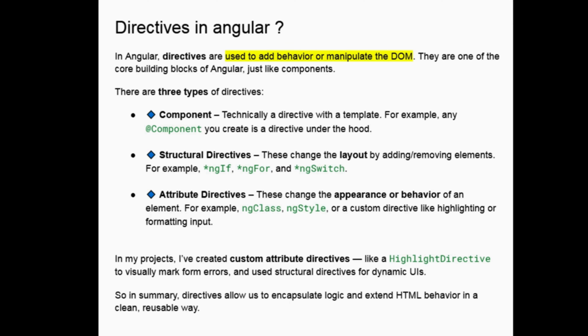Structural directives. These change the layout by adding or removing elements, for example, ngIf, ngFor, and ngSwitch. Attribute directives. These change the appearance or behavior of an element. For example, ngClass, ngStyle, or a custom directive like highlighting or formatting input. In my project, I have created custom attribute directives like a highlight directive to visually mark form errors and used structural directives for dynamic UIs. So in summary, directives allow us to encapsulate logic and extend HTML behavior in a clean and reusable way.